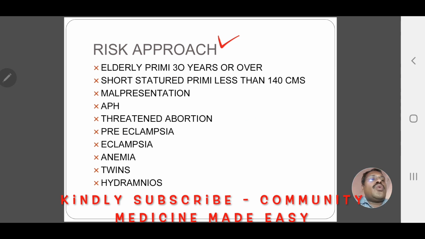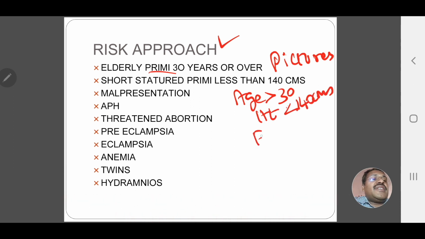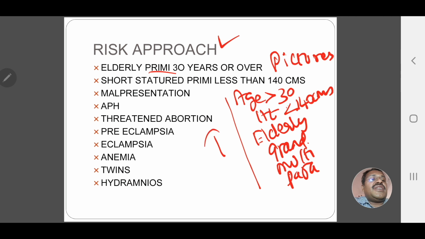To remember who are high risk mother, you can remember some pictures here. First one is the demographic parameters, the age more than 30 years, or height less than 140 centimeter, or if the mother is an elderly grand multipara. This is the first initial part, the age, height, and elderly grand multipara. If these three factors are there, we say a high risk mother. Okay, this is the first picture.